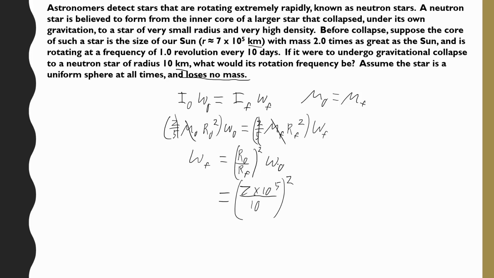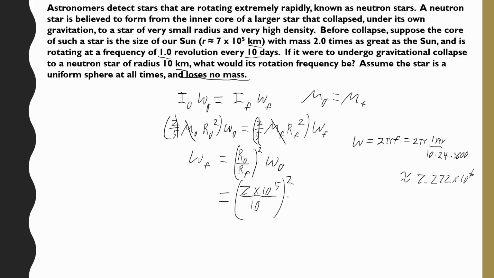Now we're not given our initial angular velocity in terms of radians per second. We're told that it spins around once every 10 days, so we can find that by doing 2 pi times the frequency. So the frequency is 1 revolution in 10 days, and then we can just multiply by 24 and by 3600 to get that to seconds. This thing works out to be 7.272 times 10 to the negative 6th.